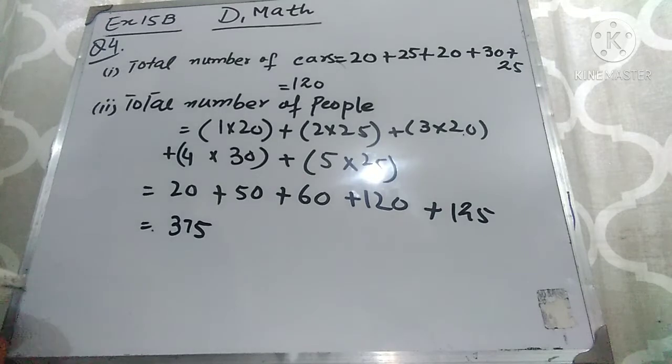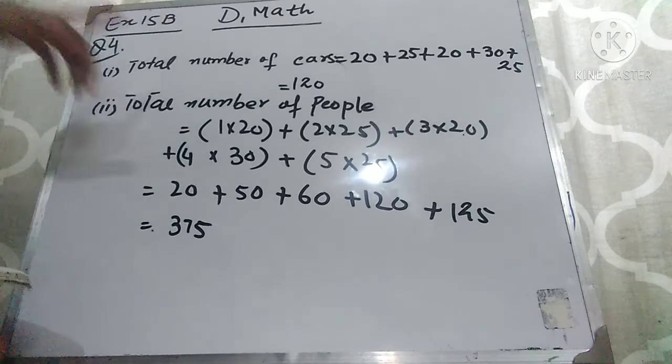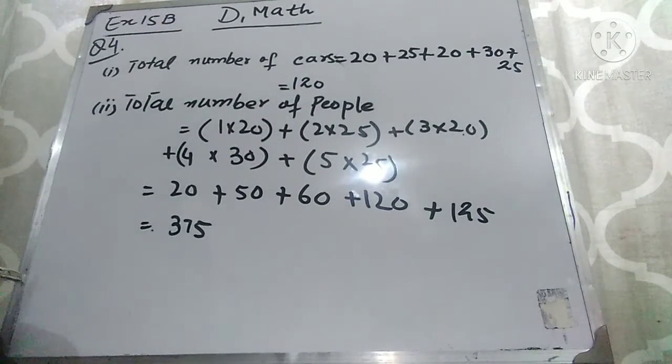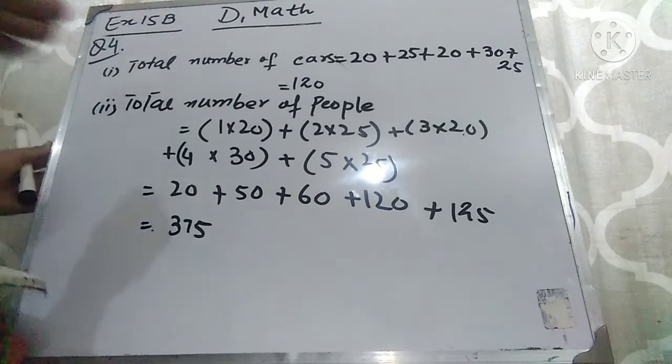Now let's come to the third part. In the third part, students, they are saying that express the number of cars with 4 or more people as a percentage of the total number of cars surveyed. So total number of cars, you know that total number of cars are 120. Now you have to find out the percentage of the number of cars with 4 or more people.